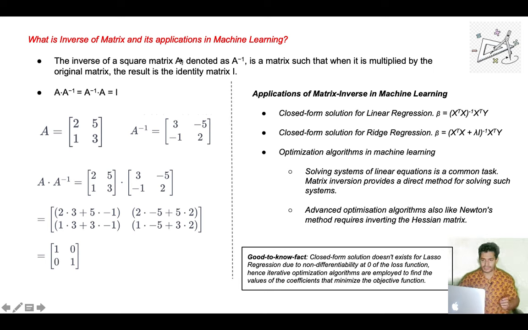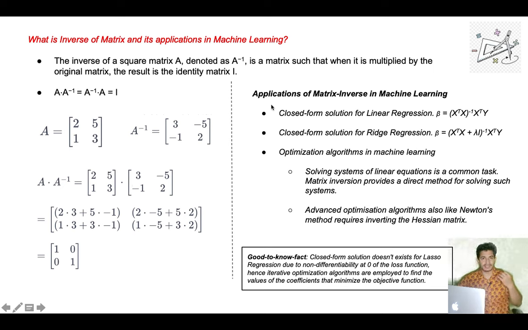Next, we will look at the inverse of a matrix and its application in machine learning. We already touched upon it: inverse means that for a matrix there exists another matrix such that when we multiply them we get the identity matrix. So basically A times A inverse is equal to A inverse times A, which is equal to the identity matrix, where all the diagonal elements are 1 and everything else is 0. So for this matrix 2, 5, 1, 3, this is the inverse matrix. We can see that when we multiply these two matrices, we get the identity matrix. Hence for A, this matrix is the inverse matrix, and for this matrix, this is the inverse matrix.